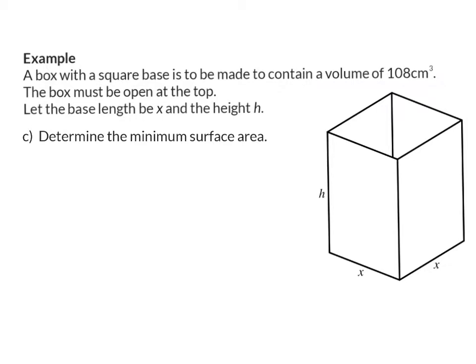Question C. Determine the minimum surface area. In question B, we've already determined the dimensions for a minimum surface area. So now we can simply take those dimensions and substitute them into the formula for surface area. So there will be a minimum surface area of 108 centimeters squared. So to have a volume of 108 centimeters cubed, the smallest possible surface area has to be 108 centimeters squared.